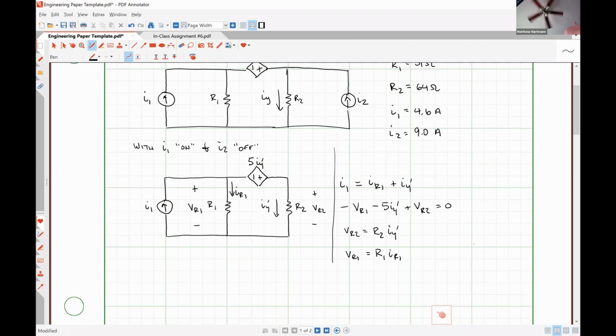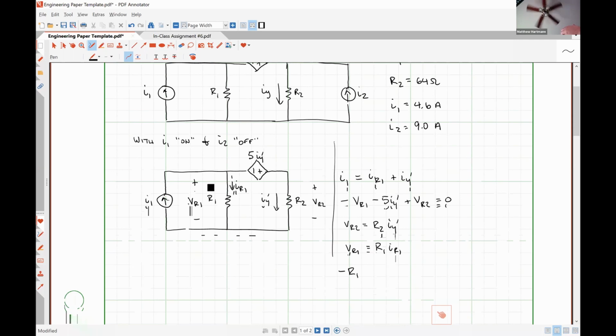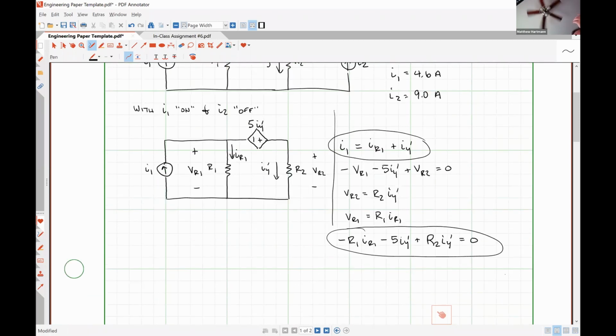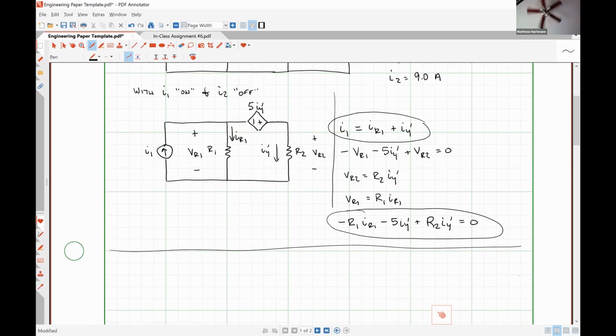If we substitute these 2 Ohm's law relationships back into our second equation, that's going to give us negative R1 IR1 minus 5 IY prime plus R2 times IY prime is equal to 0. So now I have this equation and this equation, which only have the two unknown quantities, IR1 and IY prime, so I could solve that system. Everybody with me thus far? Yes, sir. All right, so I could solve that system of equations and get some numerical value for IY prime. So let's now work the relationships with I1 off and I2 on.